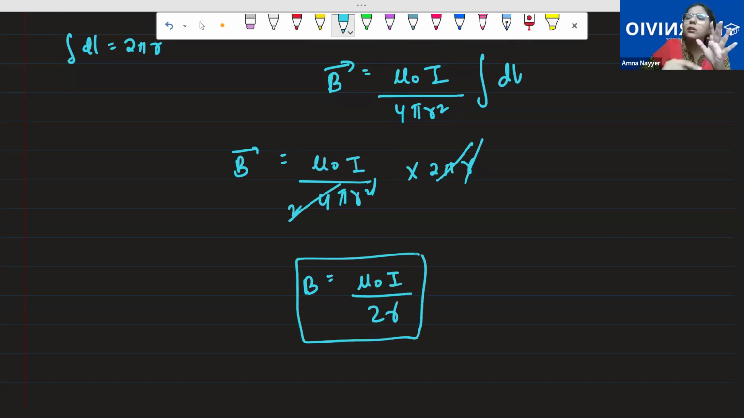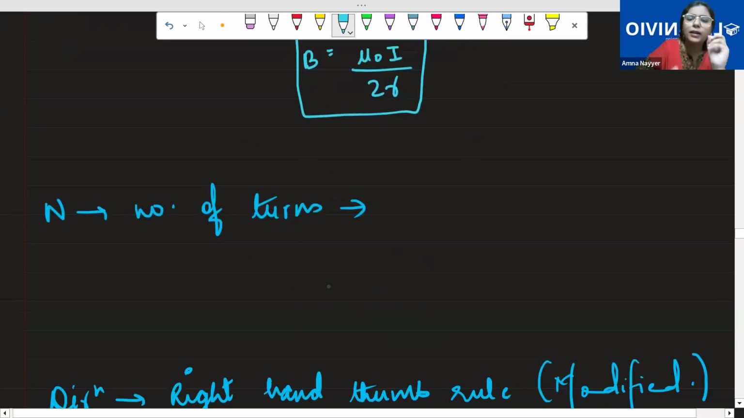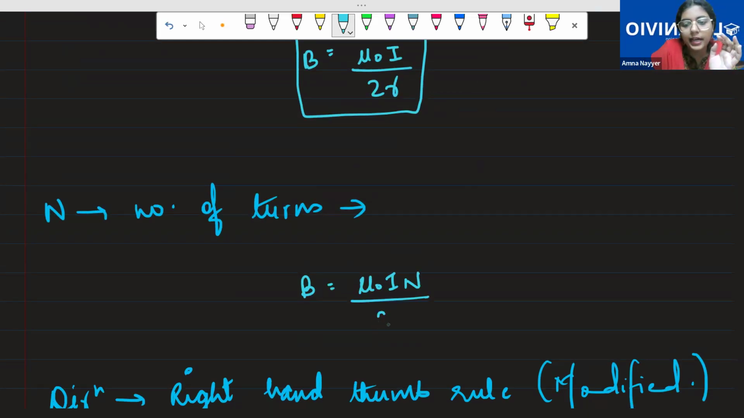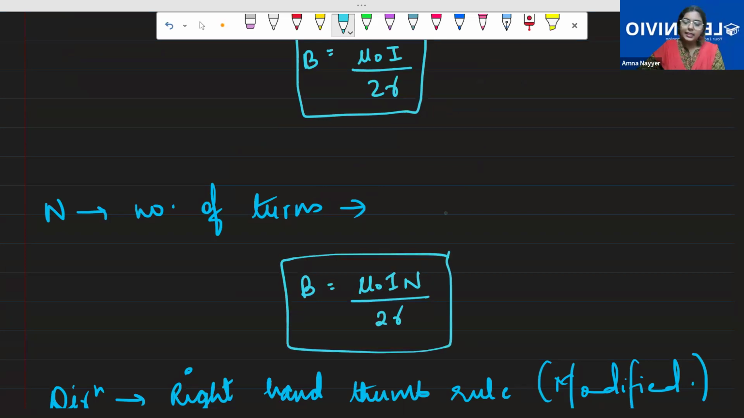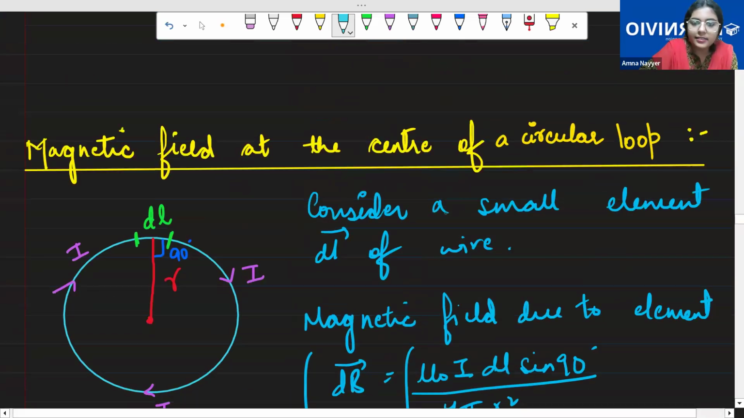Let's say n number of turns are present. Let's not consider one turn. Then you will simply have to multiply it with n. Magnetic field will be mu naught n I by 2 r. Am I clear till here? Yes, ma'am. Okay. Write it, then we discuss the direction.